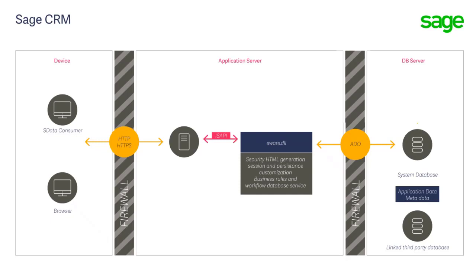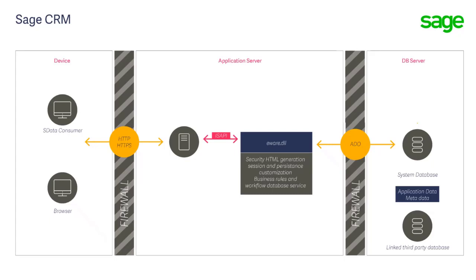When Sage CRM was created, and I joined the company in 2001, so I joined now 18 years ago, back then, there was a very straightforward architecture where CRM, or eWare as it was known, was installed on an application server, and it had a very simple 3-schema architecture where the interface was provided to the consumer through the browser, and you had the application server which looked after everything.